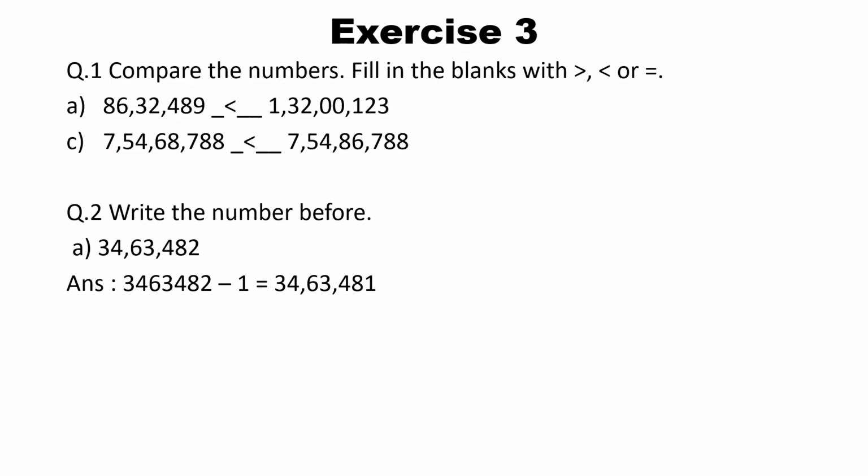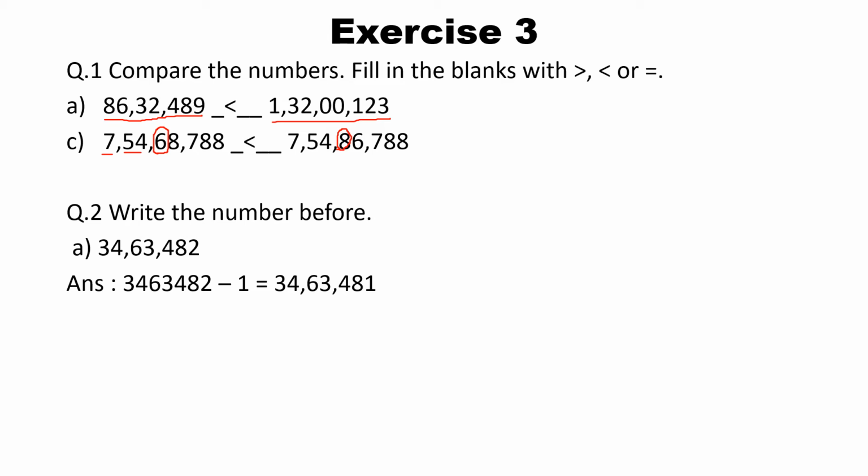Compare the numbers. As we can see the A part, there are 7 digits and here it is 8. So obviously this number is greater. Here if we look, the crore place is same, 10 lakh place is same, lakh place is same. If we look at the difference, here it is 6 and here it is 8. So we can say which value is greater.